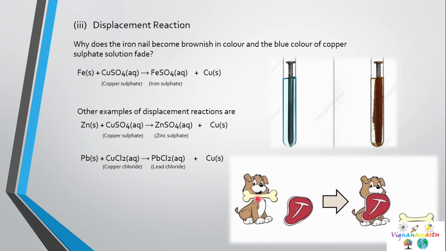This doggy has a bone with it, and there is meat here. This doggy likes meat more than bone, so it leaves the bone and grabs the meat. Similarly, here sulfate ion likes ferrous atoms more than copper. Hence, it leaves copper and gets combined with ferrous. So the affinity of sulfate towards ferrous is more. Hence, this displacement reaction happens. I hope you understood what I meant.